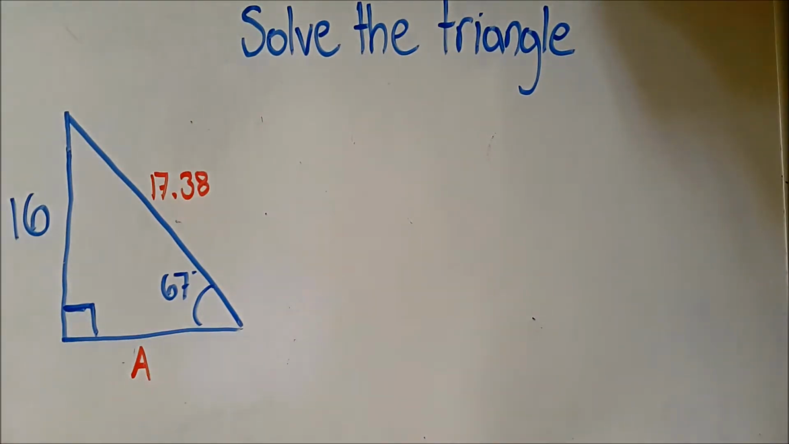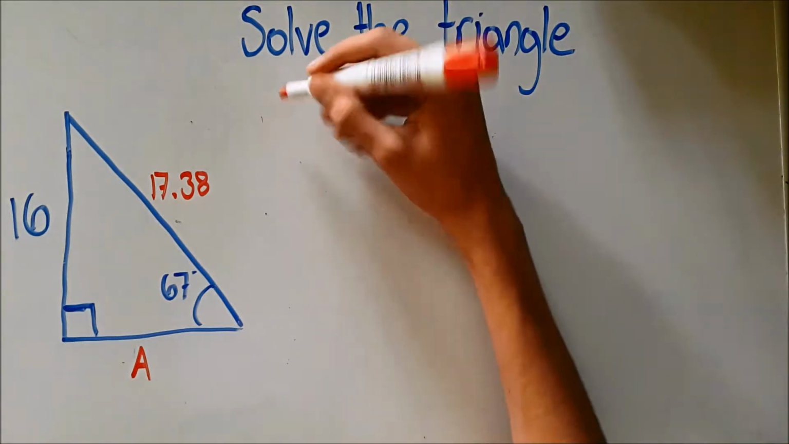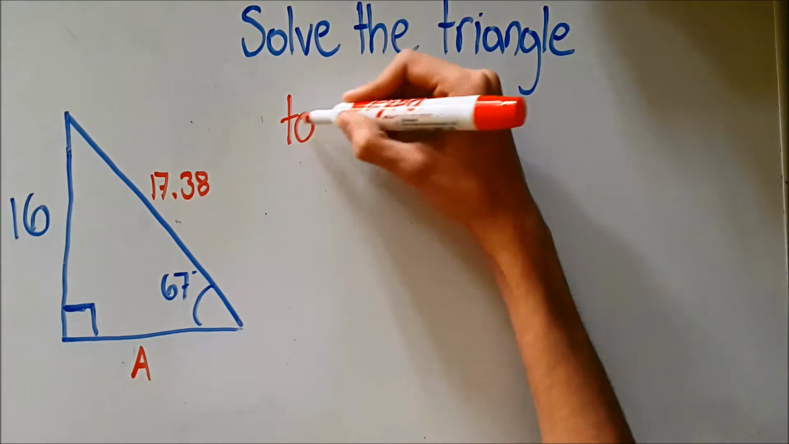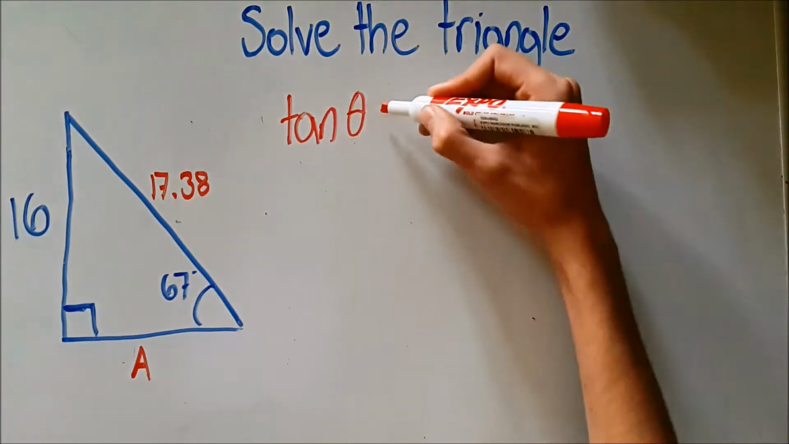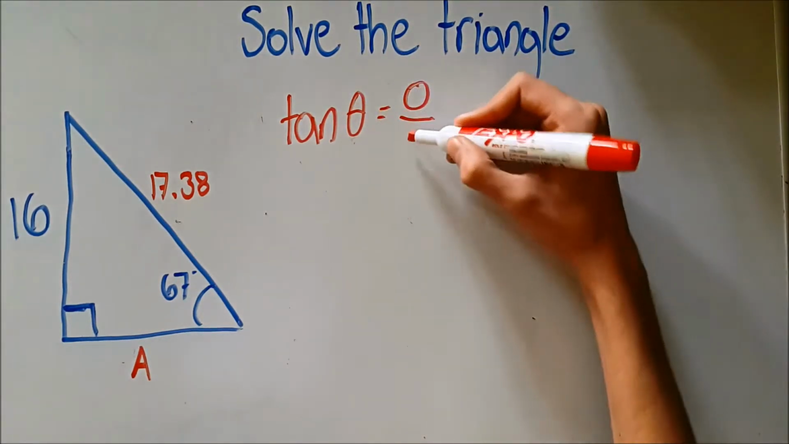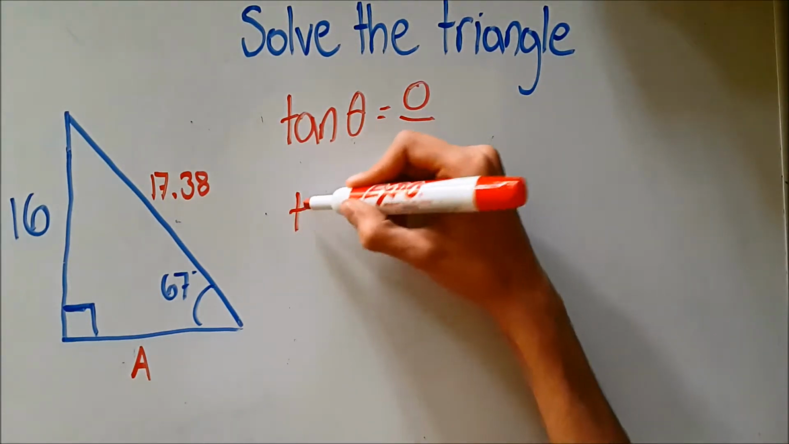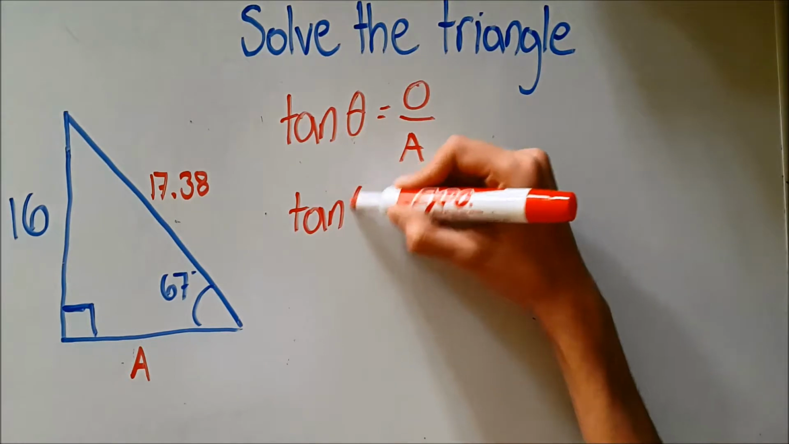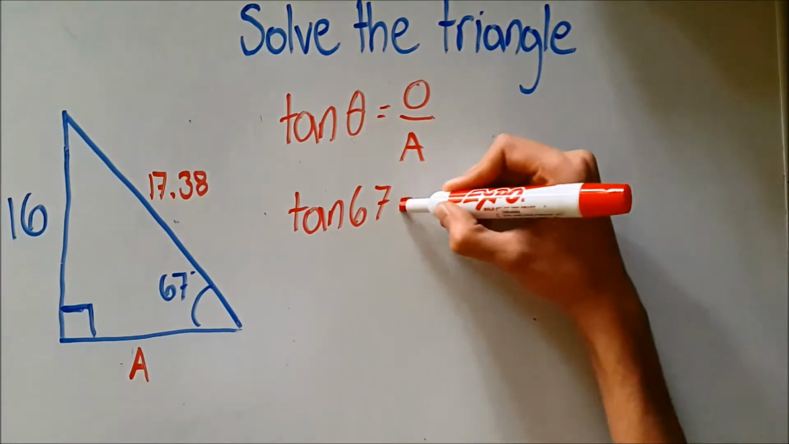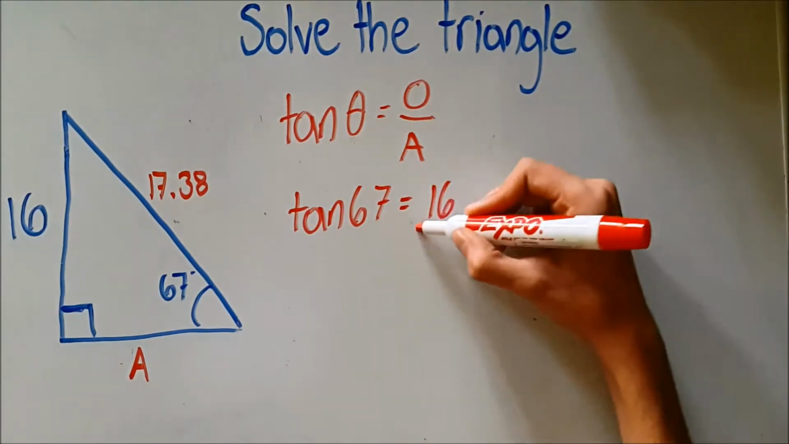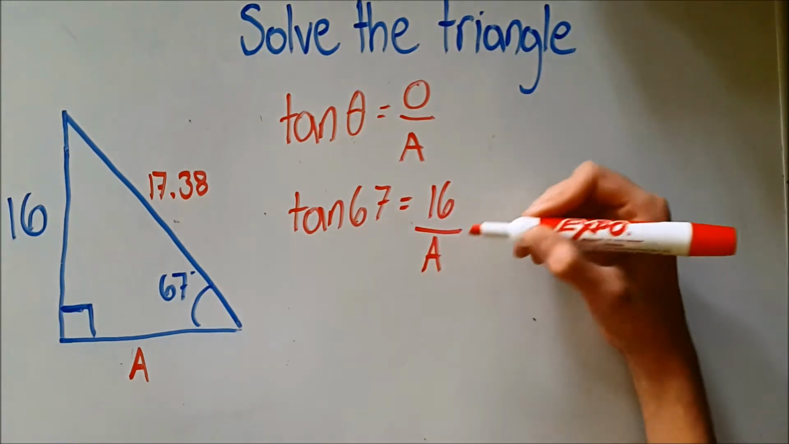Now we have to find the adjacent side of the triangle. Since we're looking for the adjacent side and we're given the opposite, we can understand that we need to use the tan function to solve for that side, since it's opposite over adjacent. Therefore, our equation will be the tangent of 67 is equal to 16 over the adjacent.